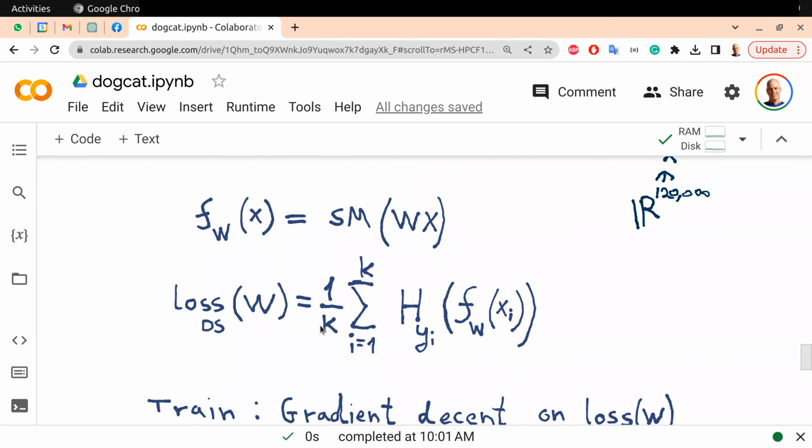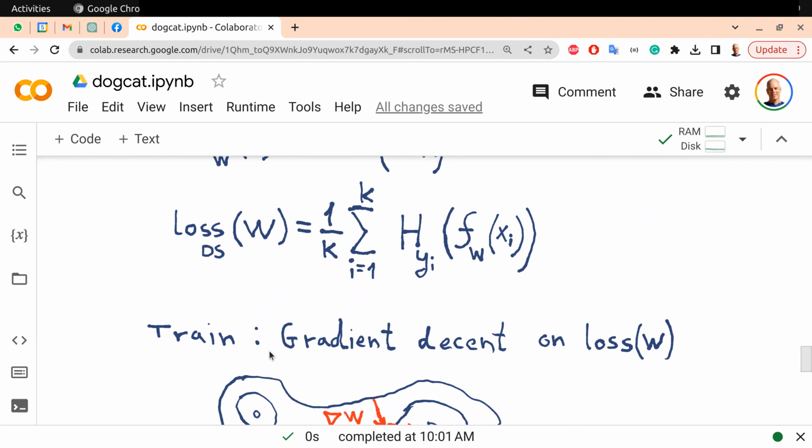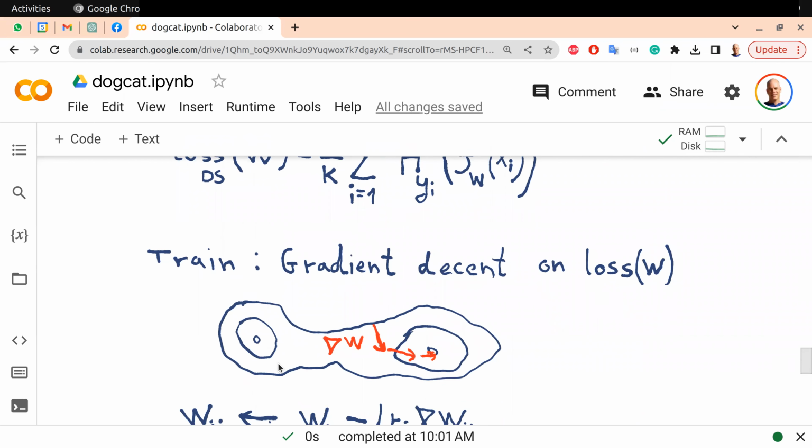Okay, so this is the loss function. But by the way, nothing is written on the rock here, so you can change stuff and it might work even better. And the training is actually just a gradient descent on the loss.